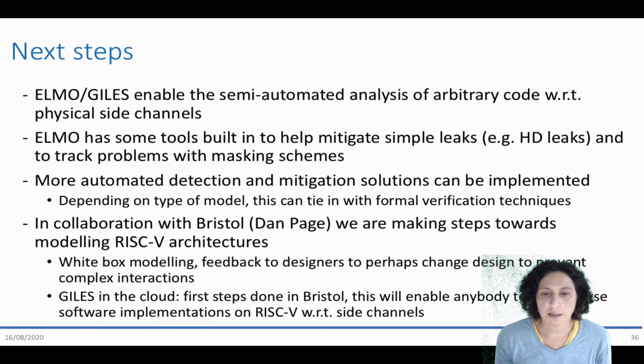And one of our next steps is that so far we have worked pretty much exclusively in a black box context by considering ARM, M0, M3, M4. But with all of the buzz around RISC-V, it seems only natural to branch out and look at RISC-V architectures. And that, of course, would mean working white box. So this brings up many, many more questions around leakage modeling and how you give feedback to designers. Perhaps having cloud-based solutions for analysis tools. So all of this happens in collaboration with my now ex-colleagues in Bristol, so Dan Page in particular, where we are hoping to do something useful for the RISC-V community.